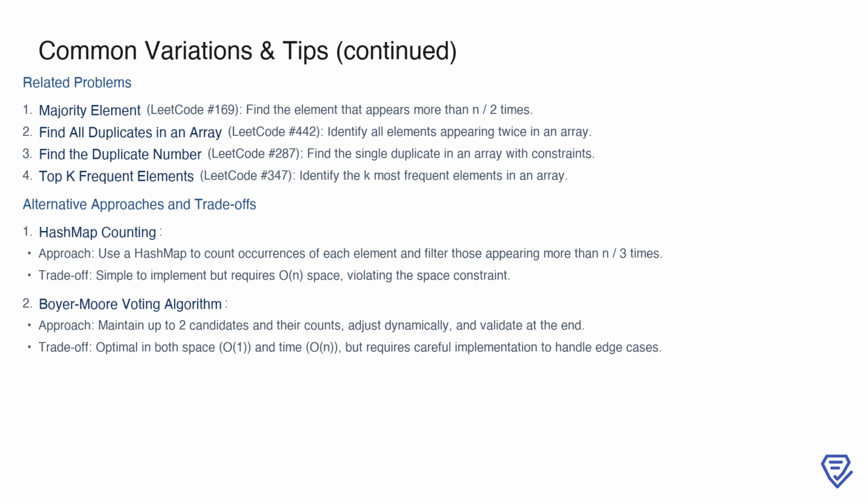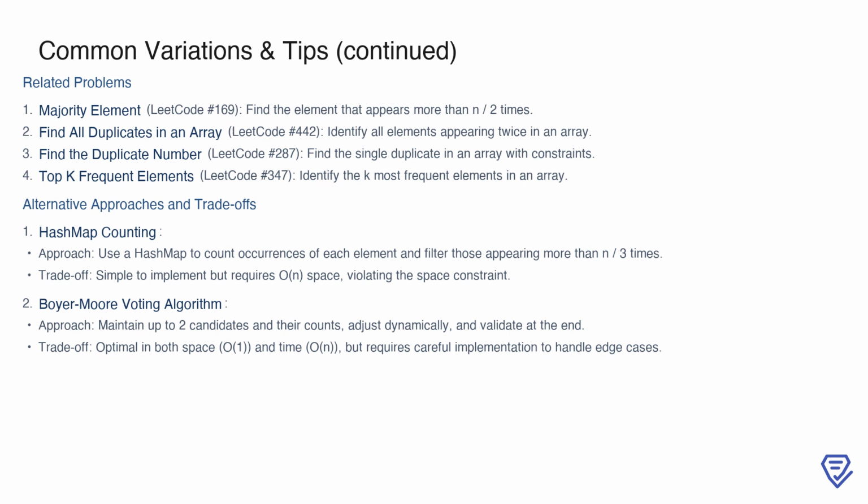Now let's consider alternative approaches and their trade-offs. Using a hash map for counting is an intuitive option. Here, you count the frequency of each element and filter those exceeding the n/3 threshold. While this approach is simple to implement, it requires O(n) space, violating the space constraints set by the problem.